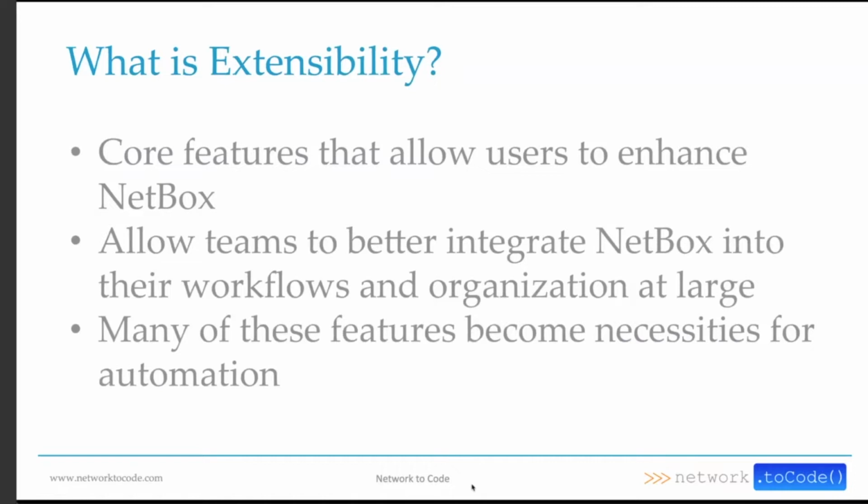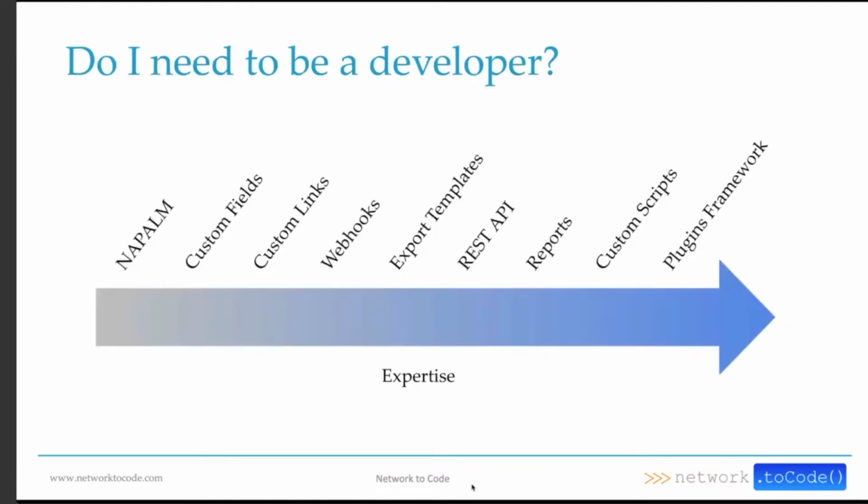And in terms of network automation, when we start to build out specific workflows for network automation, a lot of these features become real necessities for doing those sorts of things. And so when you start talking about these sorts of features, these are some that I've laid out here. This is most of the extensibility features within NetBox. It's not all of them, but here's the high points.